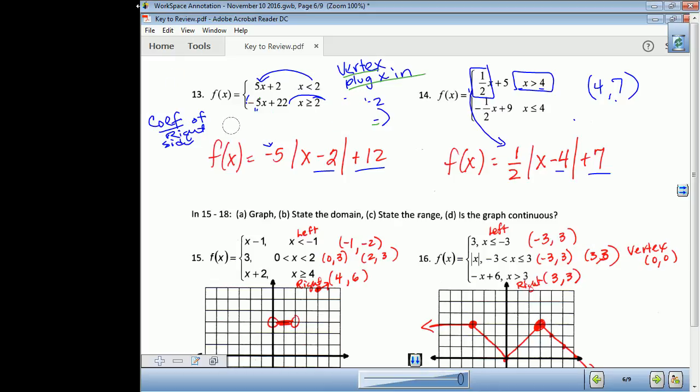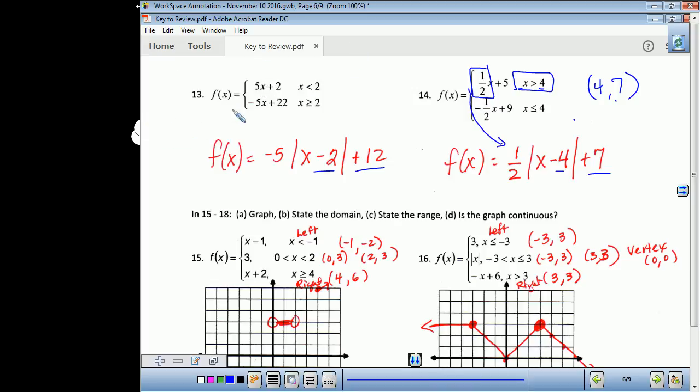Let me erase what I have here so we can start from the beginning and make sure we understand. All right. If I give you a piecewise function and, like on this one, I ask you to write it as an absolute value function.